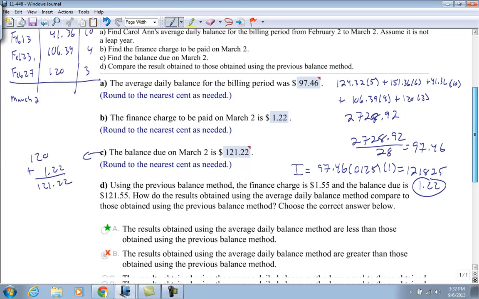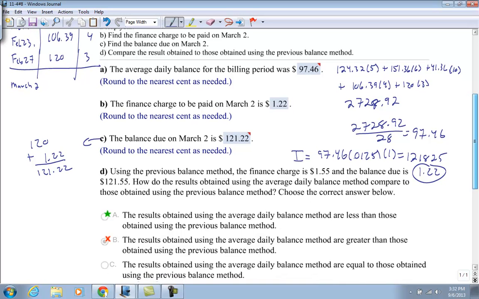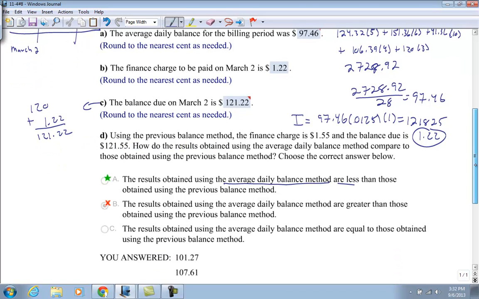It says that using the previous balance method, the finance charge is 1.55 and the balance due is 121.55. How do the results obtained using the average daily balance method compare to those obtained using the previous balance method? Given that the balance due is 121.22 versus 121.55, you're better off with the average daily balance method. It's less, because 121.22 is less than 121.55. I hope that answers the questions on this. Have a good day.